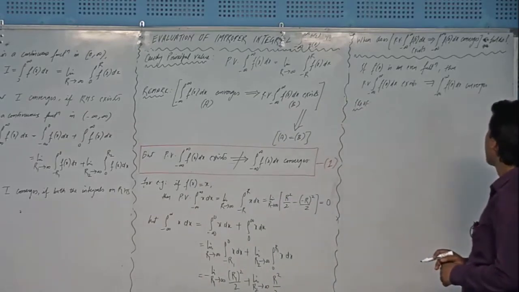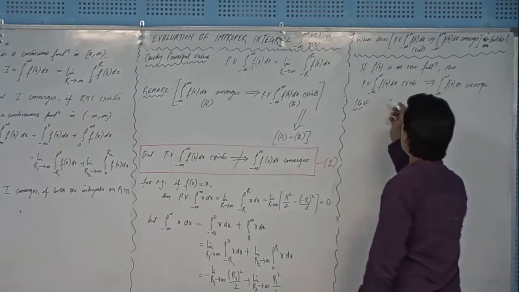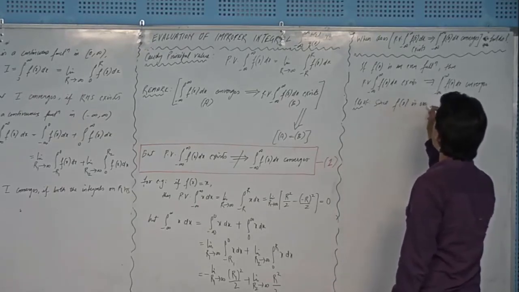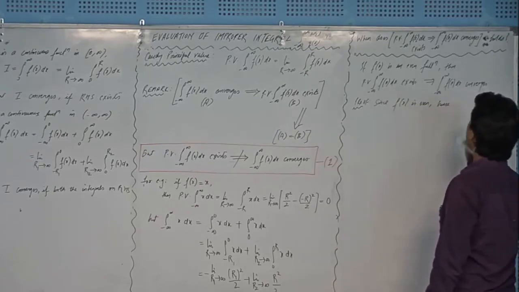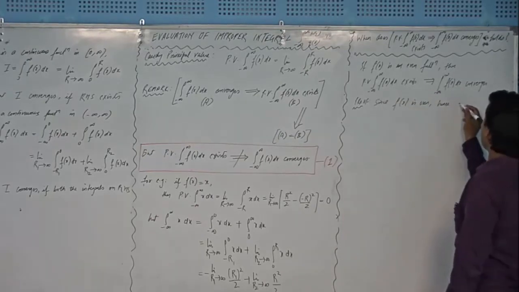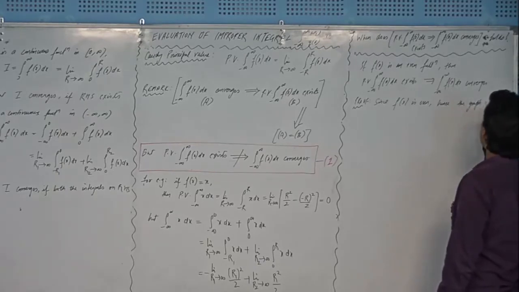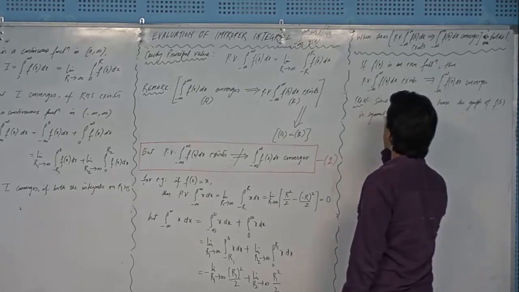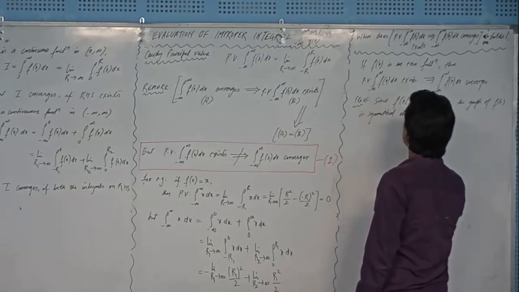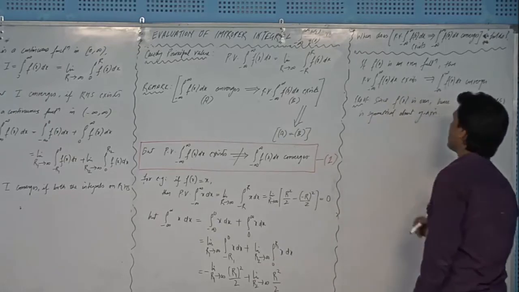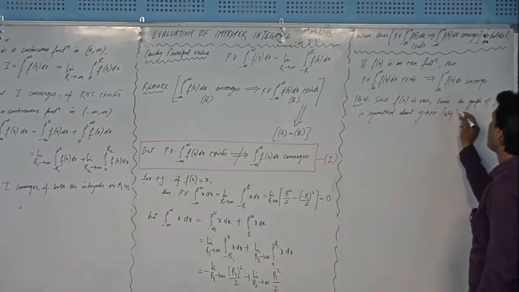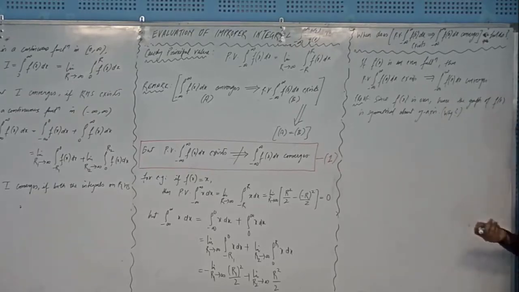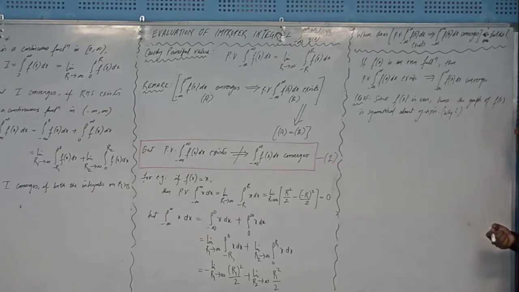I will use that logic. Since f(x) is even, hence the graph of f(x) is symmetrical about the y-axis. And you should know the reason why I'm writing that. Think of any even function and draw its graph. It will be symmetrical about the y-axis. Like y is equal to x square is the simplest example.